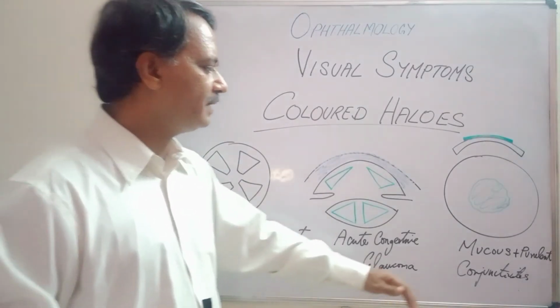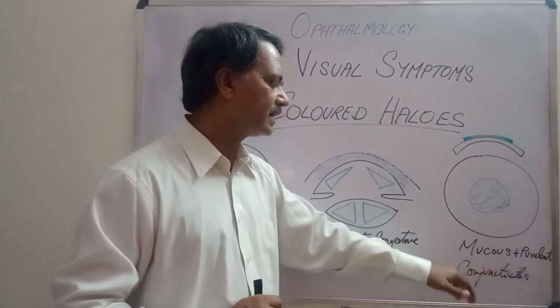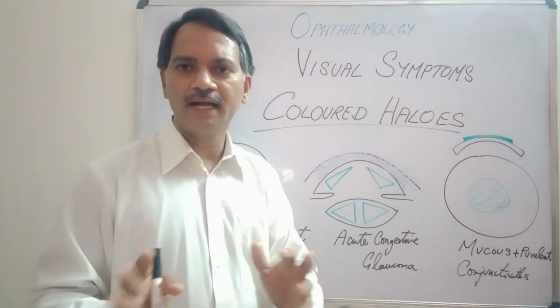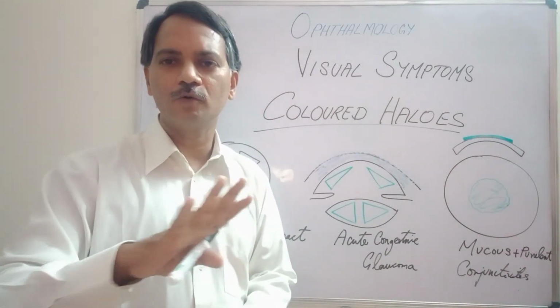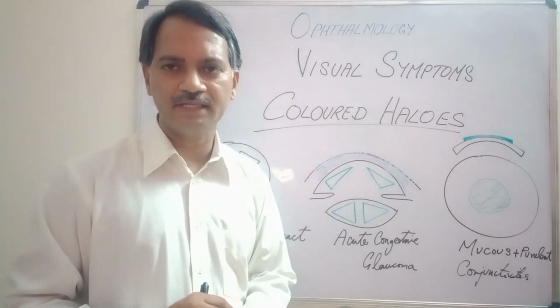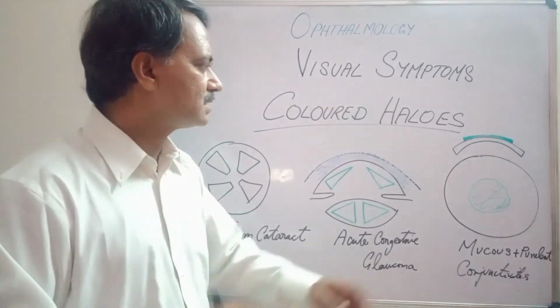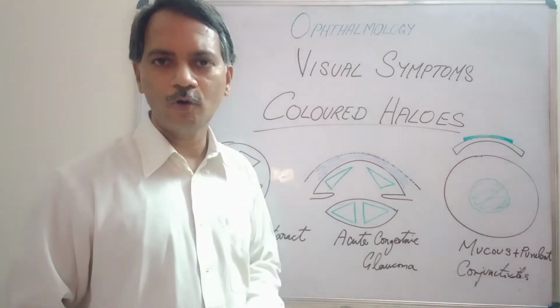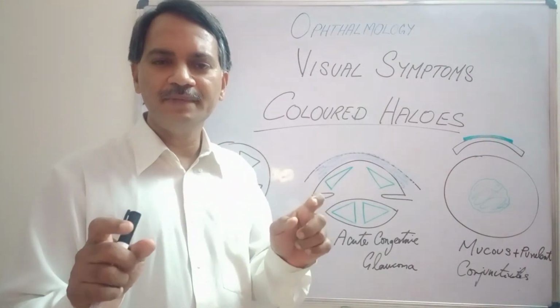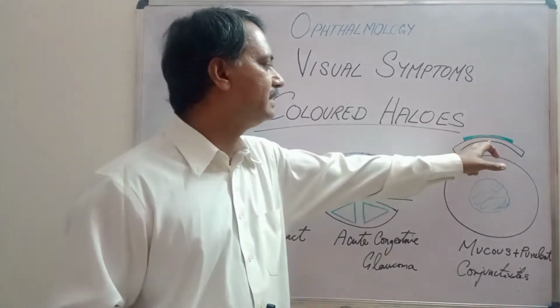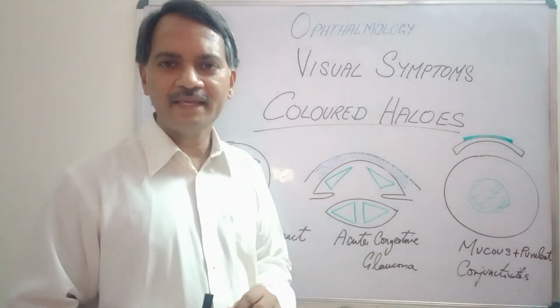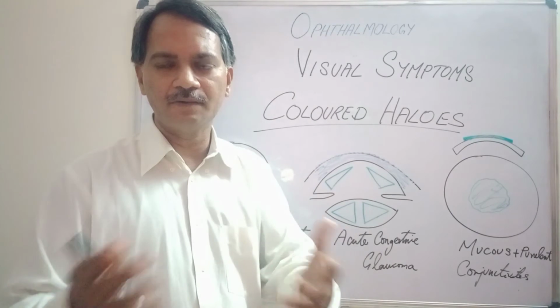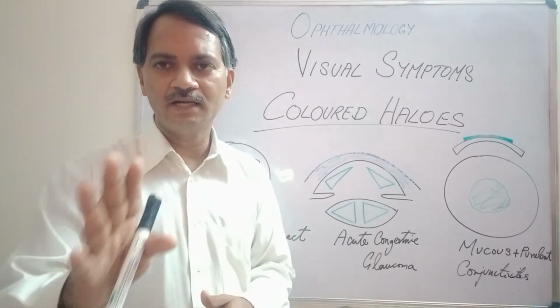Next, coming to mucus or mucopurulent conjunctivitis. You know that the mucus will be distributed over the surface of the cornea and conjunctiva. Because the cornea is convex outwards, the mucus will be thicker on the periphery and thinner in the center, making the mucus act as a prism, giving rise to colored halos.